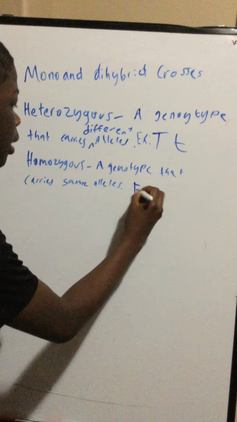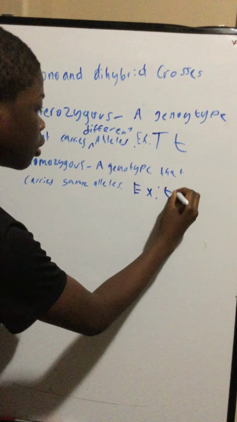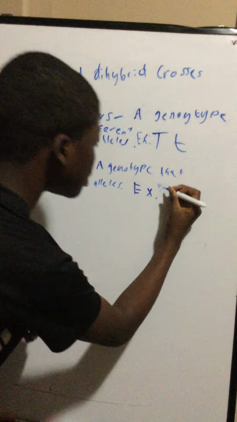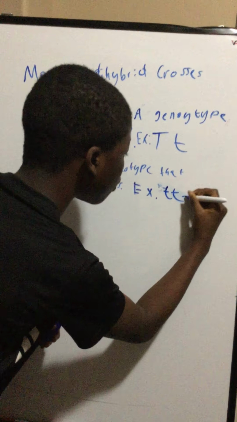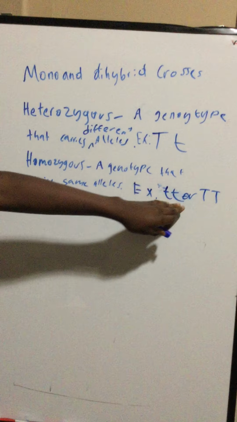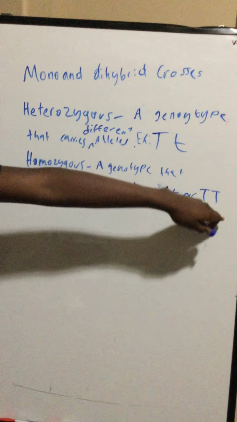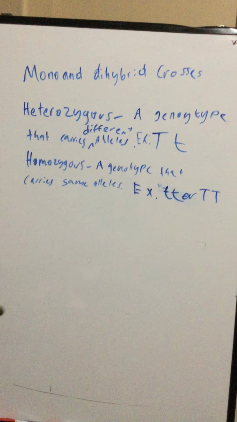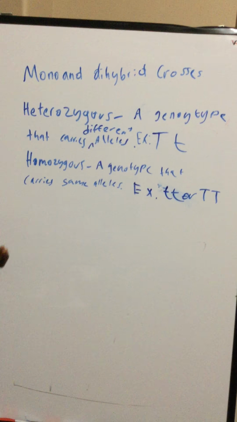It's when an organism has the same allele. So it could be TT or small tt, which represent a dominant genotype and a recessive genotype. They're just genotypes that carry the same alleles. So if it has one recessive allele, then it will have another recessive allele. They carry the same type of alleles. And now that you know that, we can get into the main point of the video.